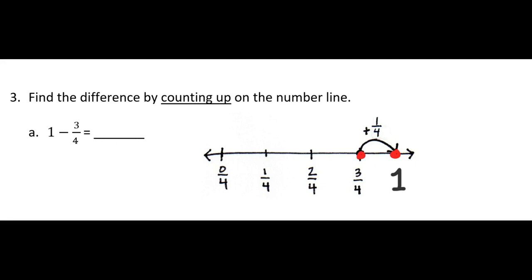I'm going to count up from 3/4 to show how far apart 3/4 and 1 are. You can see that we just have to make one hop of 1/4. So this is a quick way to show the subtraction rather than hopping backwards. We plot the two numbers and then just show how far apart they are on the number line. This tells me that 1 minus 3/4 equals 1/4.